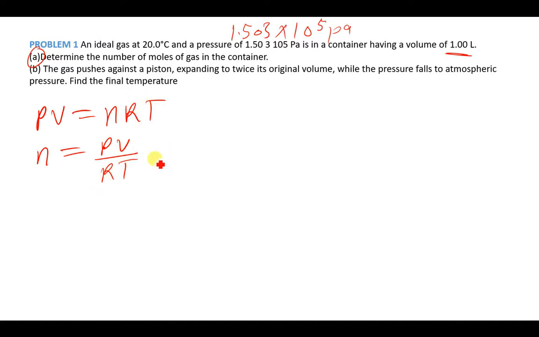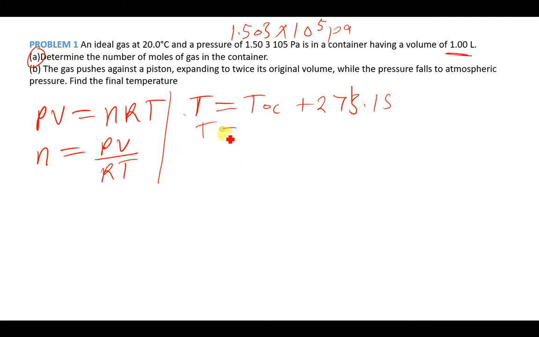So here it's just a matter of plugging in the values and then you do the calculations. But of course, before you even start doing the calculation, you make sure that you convert this temperature to Kelvin. We know that the conversion equation for the temperature from degrees Celsius to Kelvin is simply T is equal to the temperature in degrees Celsius plus 273.15.